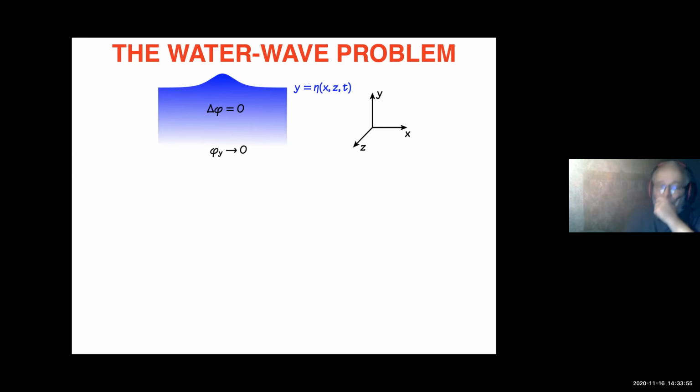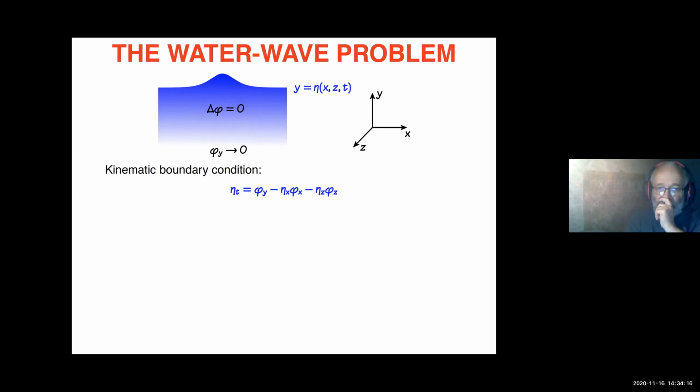And then we come to the interesting part of the water wave problem. There are two nonlinear boundary conditions at the free surface. Here they are. The first is the kinematic boundary condition. This is the condition defining the free surface. It says that no water passes through this free surface.